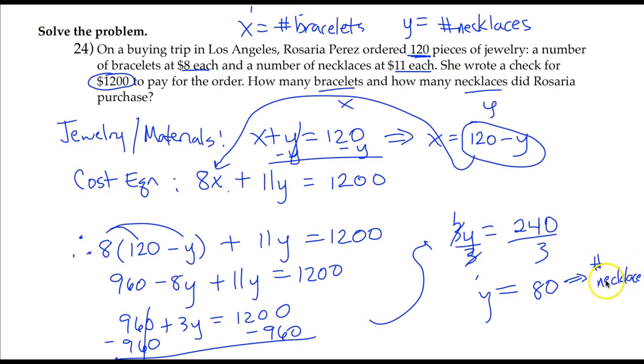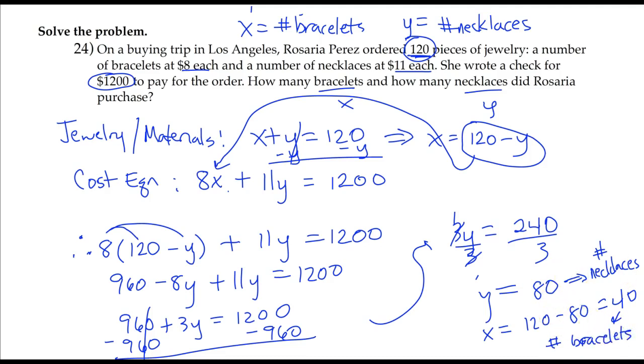Yep, so that would be the number of necklaces. And of course, we have a total of 120 pieces. So of course, to find the number of bracelets would just be 120 minus 80, which would be 40. And that will be the number of bracelets.